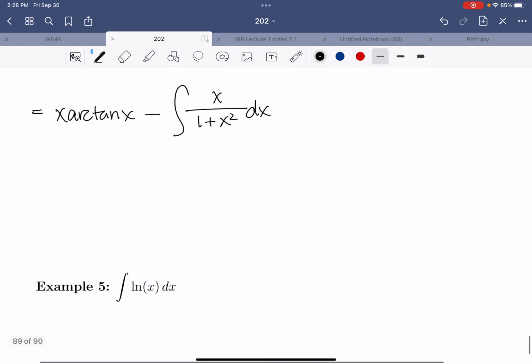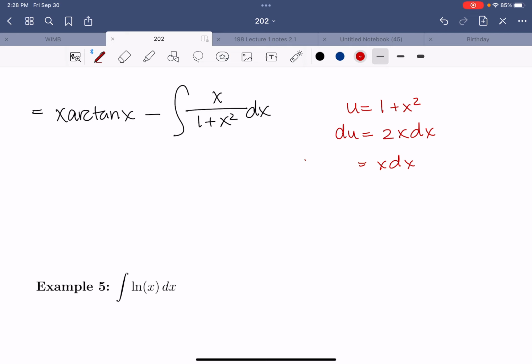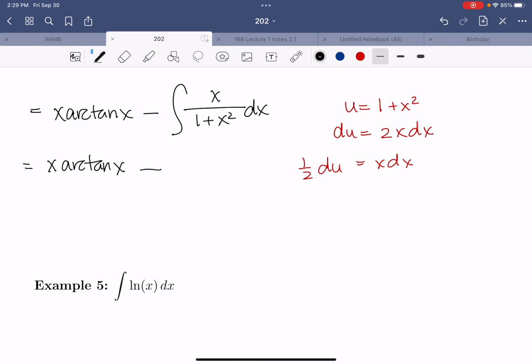Okay, now we move to this part. So now we need to integrate this. So I have an x on the top and a 1 plus x squared on the bottom. This is going to be a u sub. I'm going to u sub for the denominator. Then du is 2x dx, but I don't have the 2. So I'm going to make it 1/2 du, divide both sides by 2. And that means I have x arctan x minus the integral of the 1 over 1 plus x squared becomes 1 over u. And the x dx becomes 1/2 du.